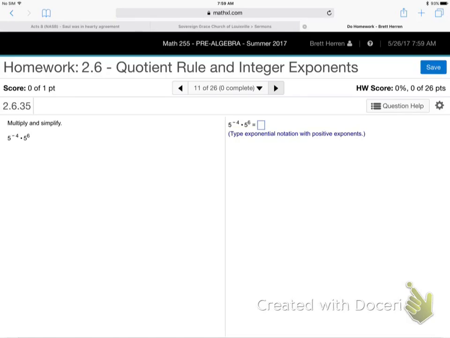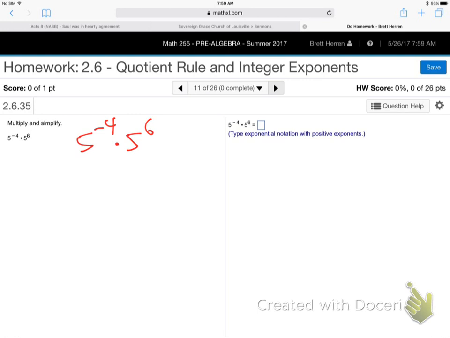Okay, so on this one, now we're going to start mixing them in where we got one of them negative. 5 to the negative 4 times 5 to the 6th. When we're multiplying a couple of those like that, what have we learned about negative powers? What do negative powers always do? I would first do the negative power thing. What do negative powers always do?